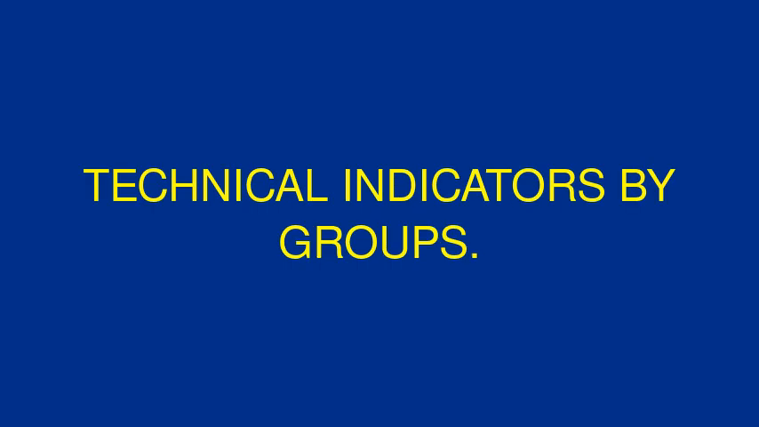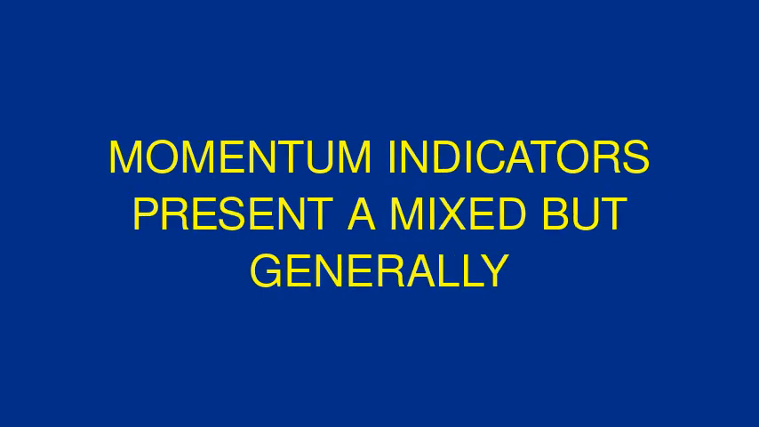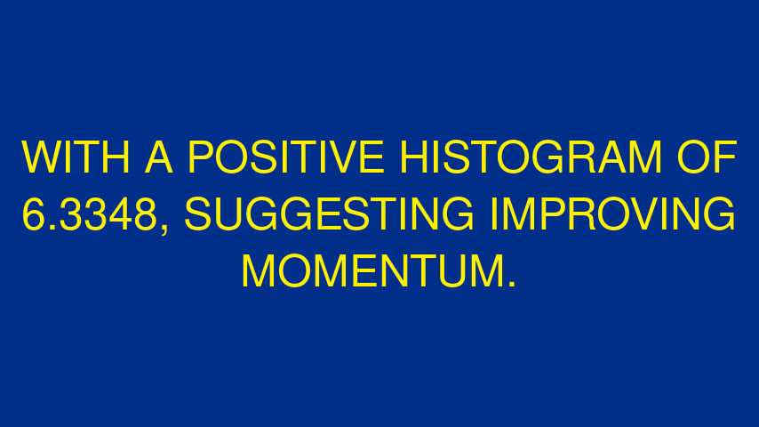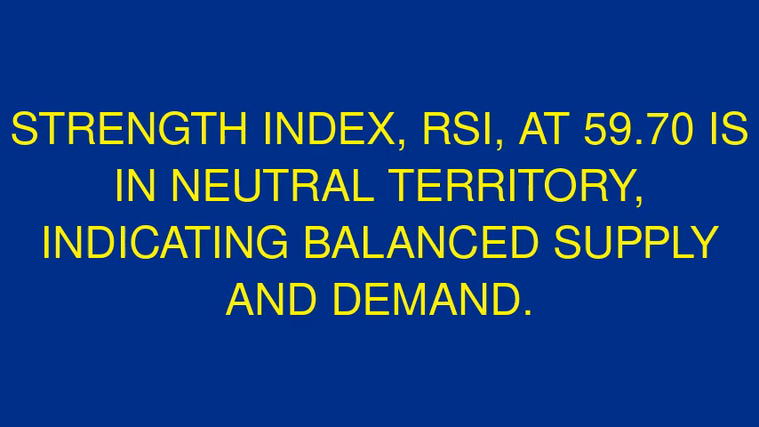Technical indicators by groups. Momentum indicators present a mixed but generally positive picture for COST. The MACD at -2.8966 is above its signal line at -9.2315 with a positive histogram of 6.3348, suggesting improving momentum. The 14-period Relative Strength Index, RSI, at 59.70 is in neutral territory, indicating balanced supply and demand.